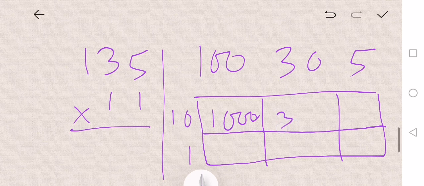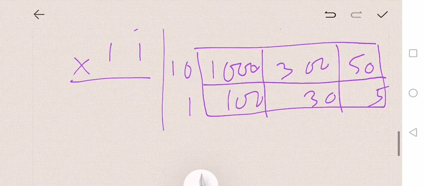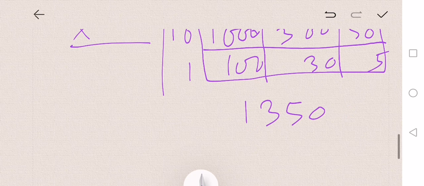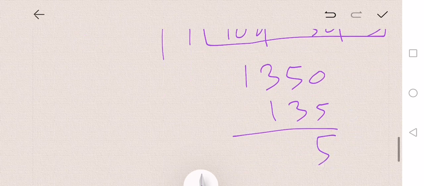10 times 3 is 300. 10 times 5 is 50. Then 1 times 100 is 100. That's 30, and that's 5. See, if you write it the proper way, then it's a lot easier for you to do the math. So then 1350, the top one, and the bottom one is 135. So then simply add, 1485. That's the answer. Okay, the same thing is going to work if there are three numbers too.